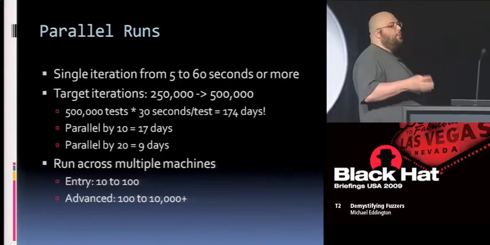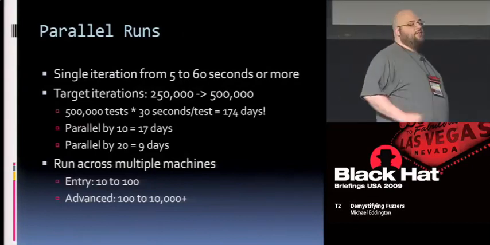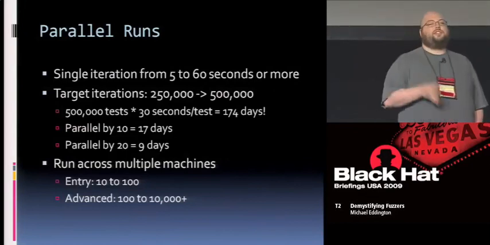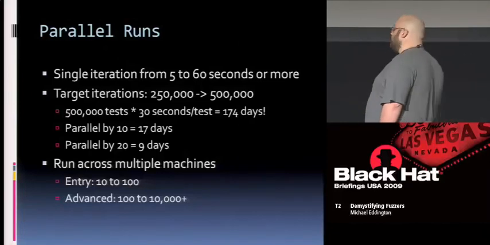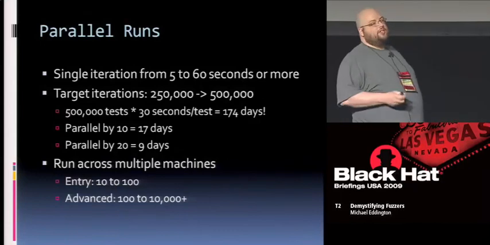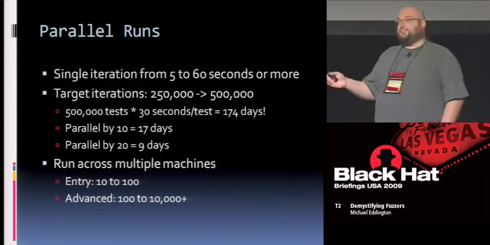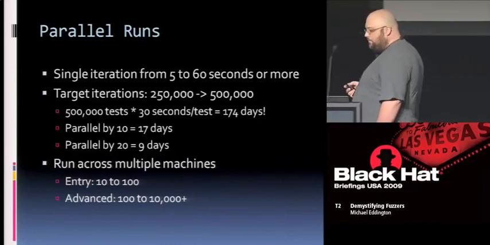So if I am going to do a random sampling of those test cases, I really prefer having at least 500,000 test cases. Now, you can imagine if your test takes 30 seconds to execute, you're going to be sitting around for a very long time. Unless you can run that on, say, 10 or 20 boxes. And so we can go from 174 days down to 9 days. And hey, 9 days is a lot better than almost a year.